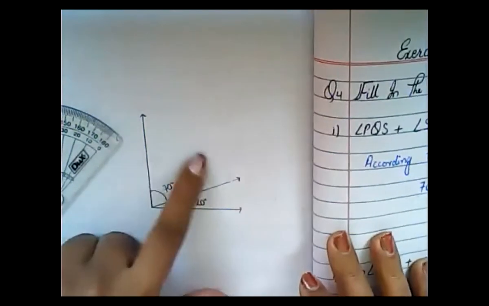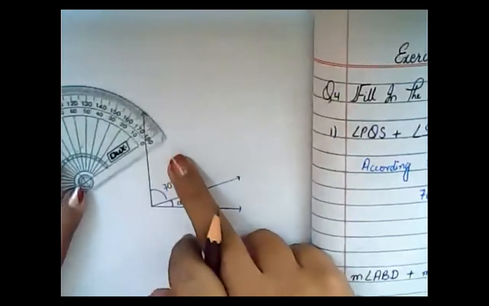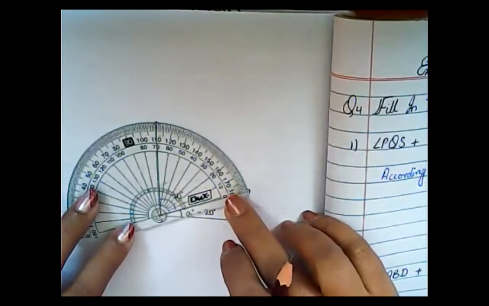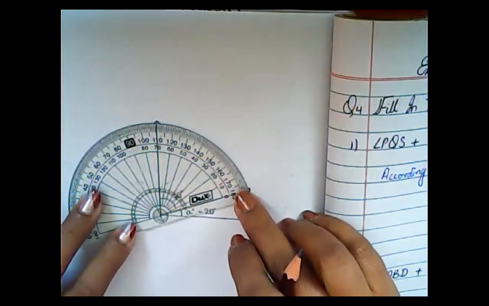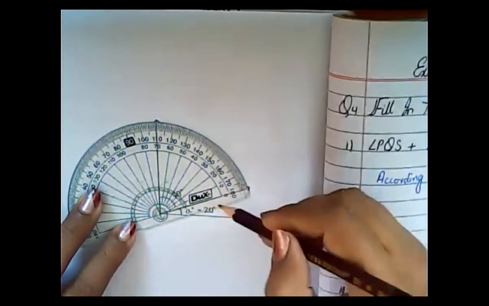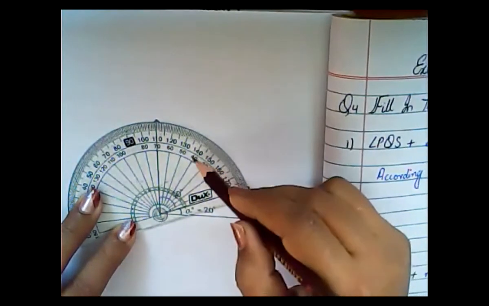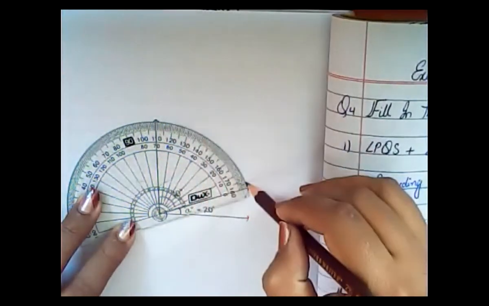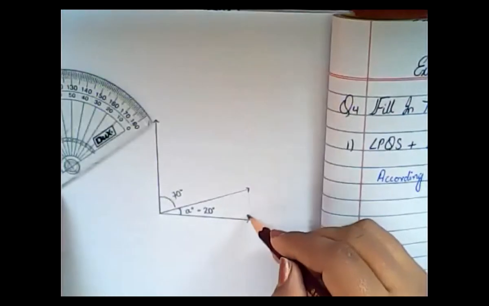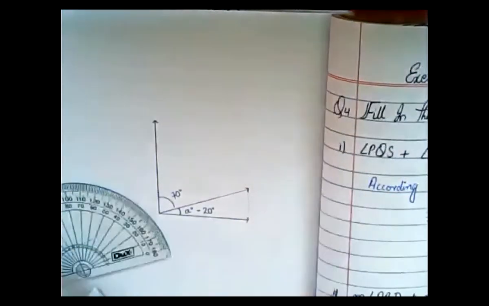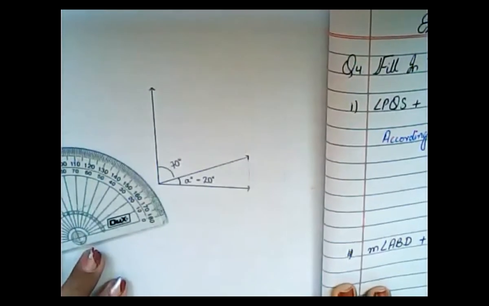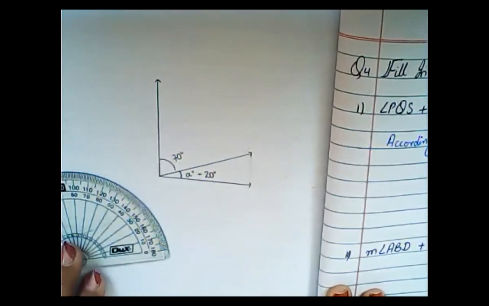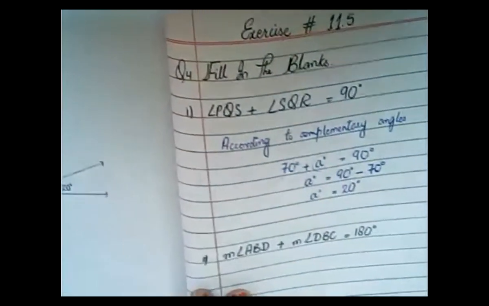Now how will you measure this 70 degrees? Look here. You will place this protractor over this line just like this. And now as you can see here, this is 0, 10, 20, 30, 40, 50, 60 and 70. Now this angle is 70 degrees and this is 20 degrees. Understand? Clear? Is it clear? Now move on to the next one.